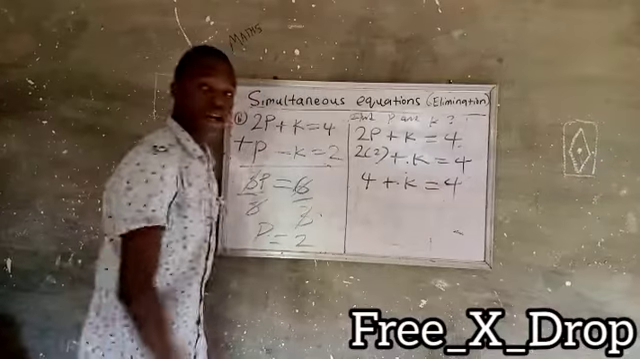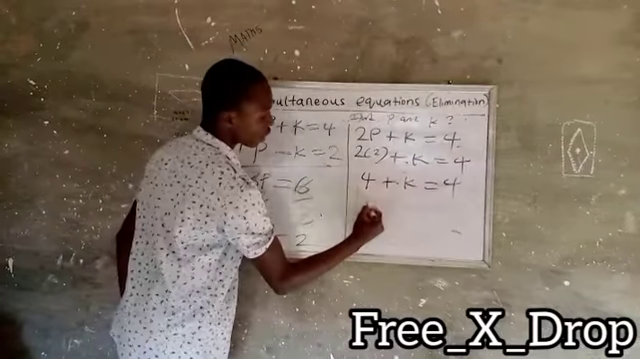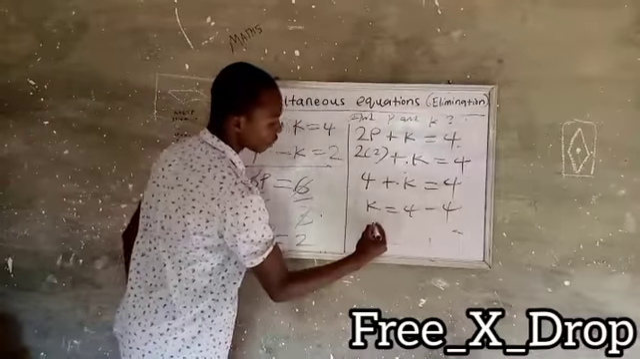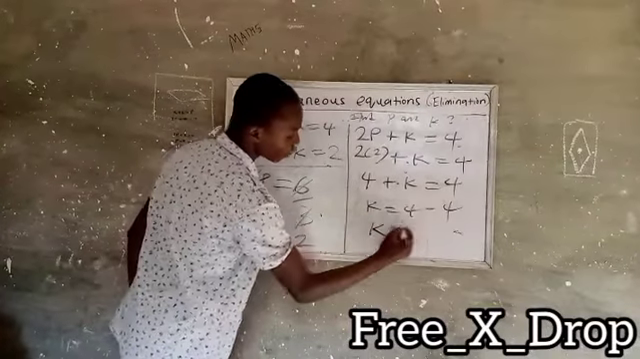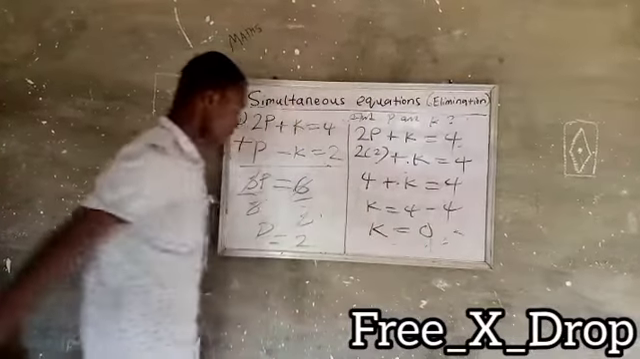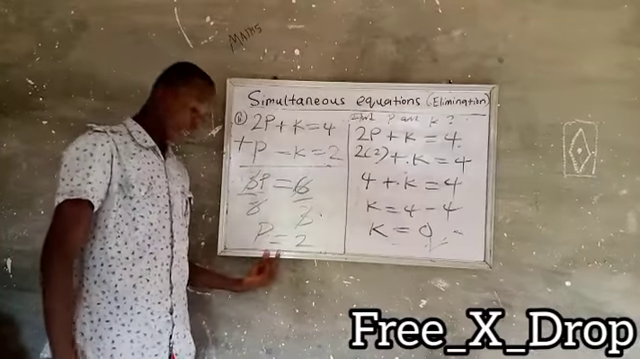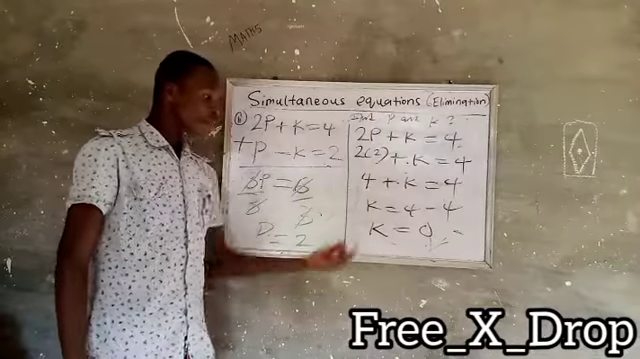When you collect terms, 4 goes here, you have k equal to 4 minus 4. Now, what will k be? 4 minus 4 is equal to 0. So you can see that we have solved and your p is equal to 2 and your k is equal to 0.